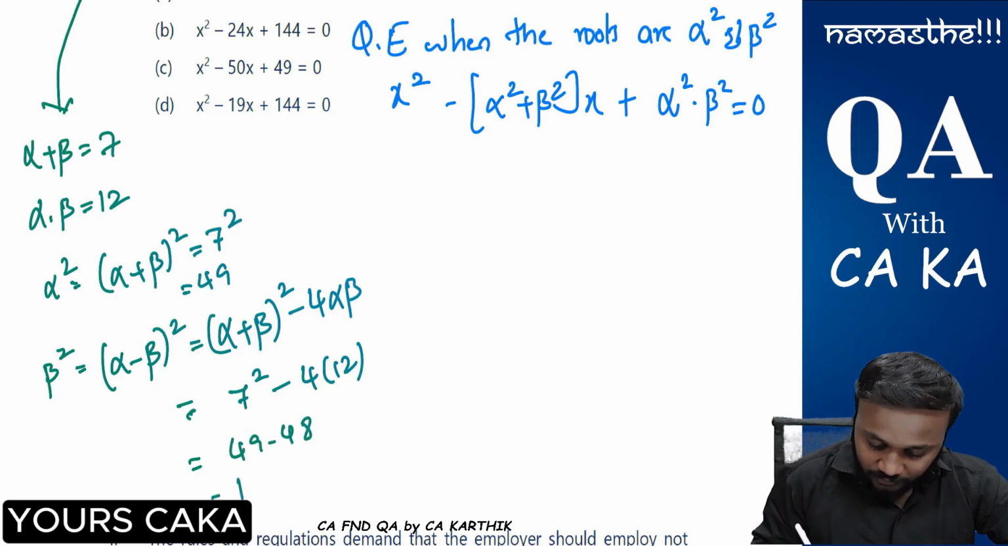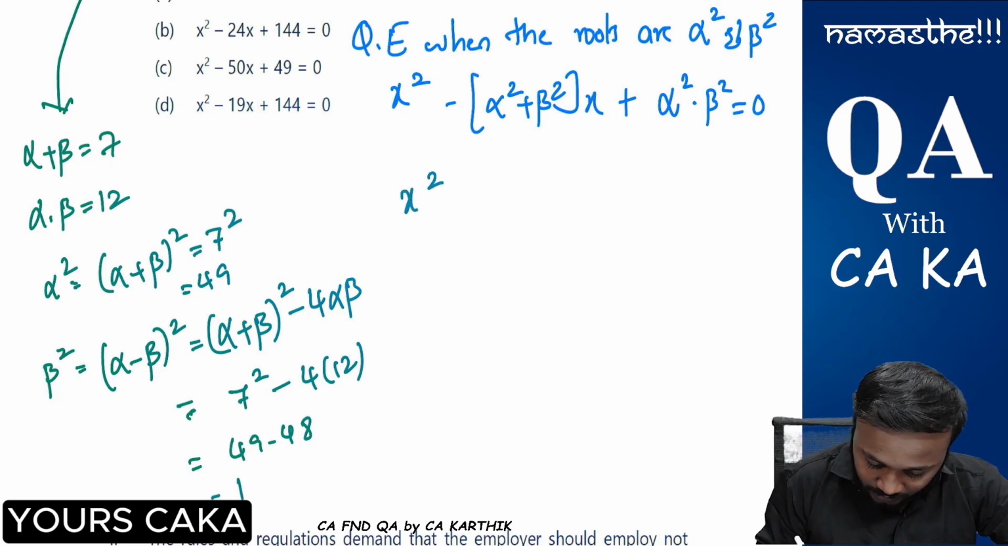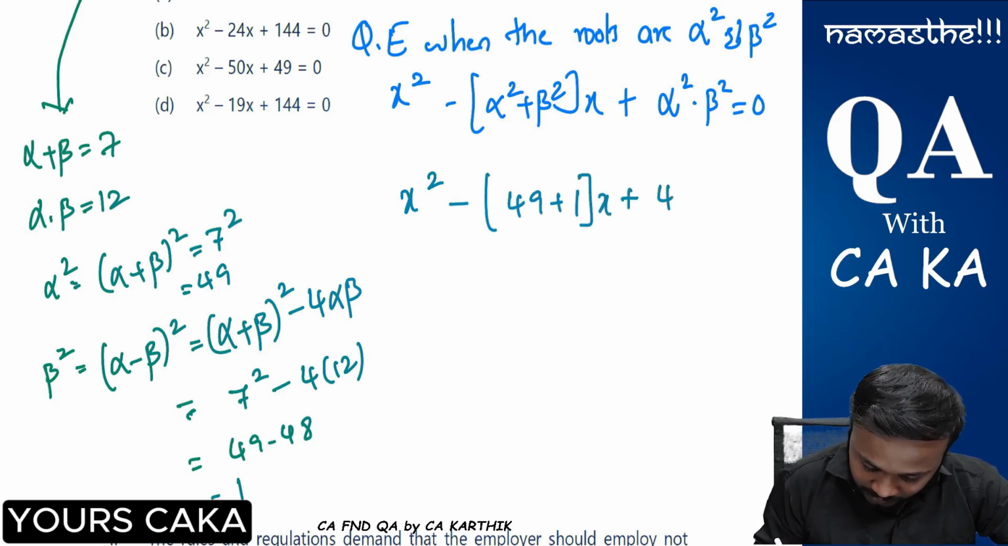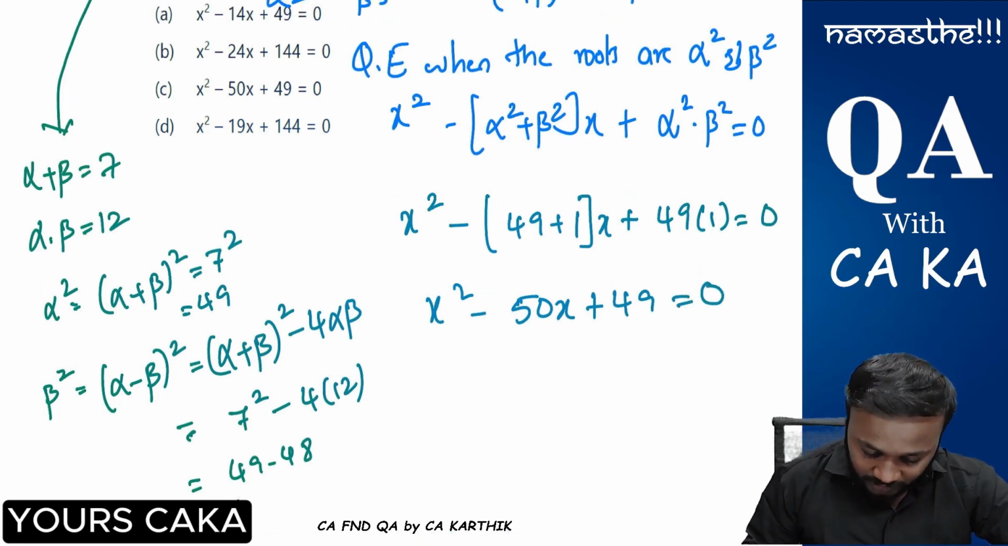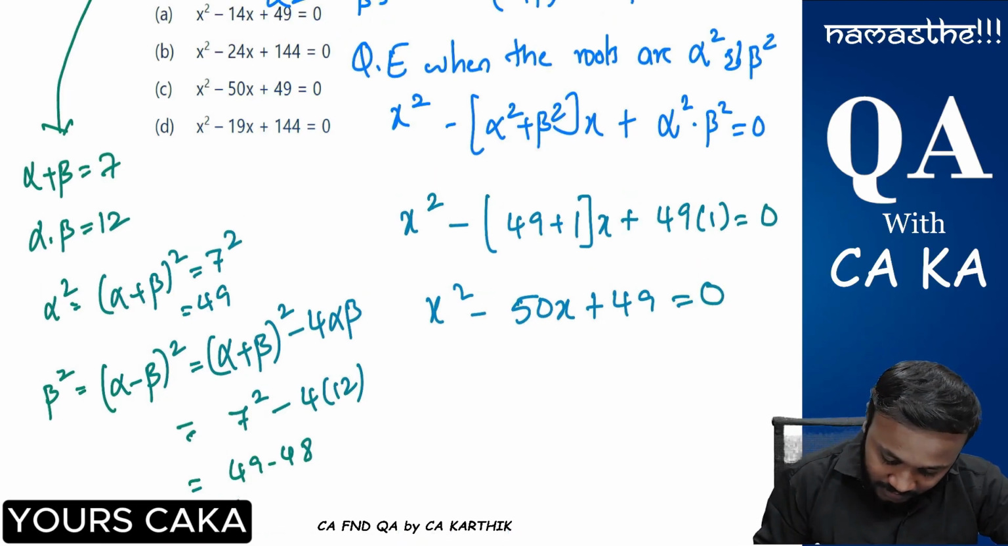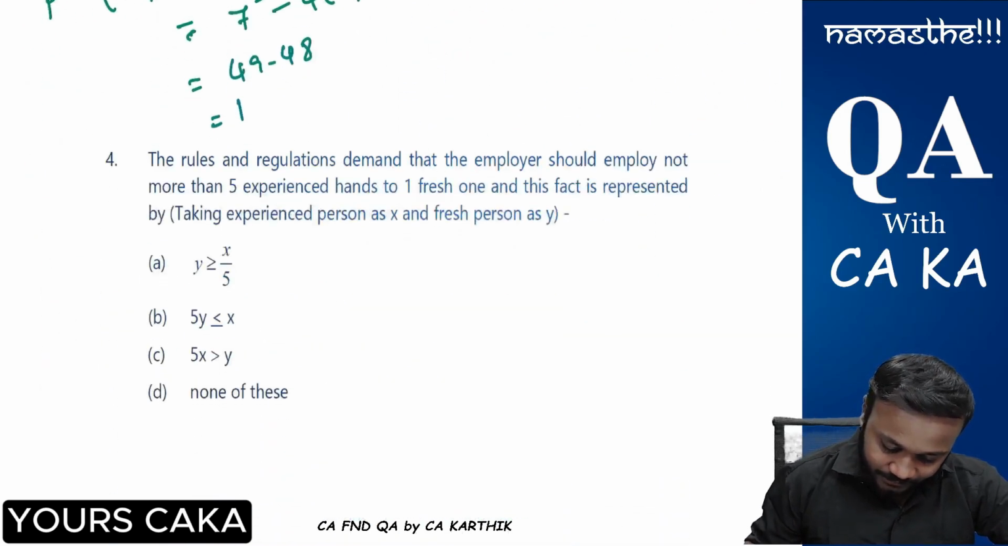I got the 1. Let's substitute here: x square minus (your alpha square is nothing but 49 plus beta square is 1) x plus alpha square into beta square is 49 into 1 equal to 0. So finally your equation will be x square minus 50x plus 49 equal to 0. Option C is your right answer.